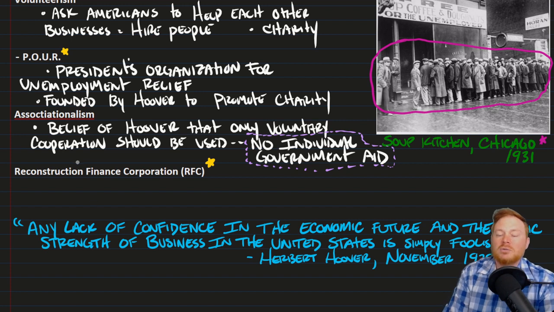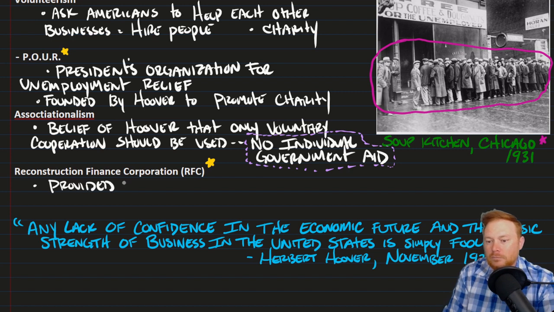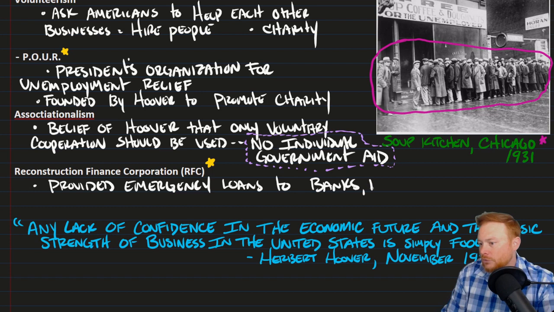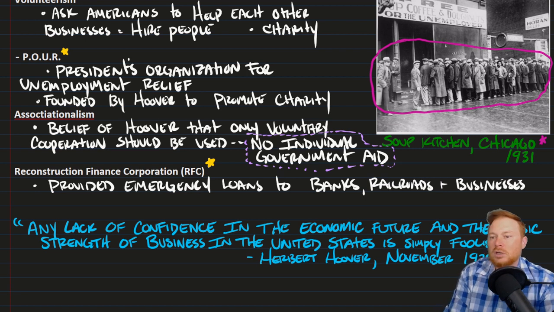So the RFC, once again, is a policy by Hoover. But as we'll see, the RFC provided, we'll say, emergency loans to banks, railroads, and businesses. All right, so notice that when it comes to the Reconstruction Finance Corporation, or the RFC, Hoover is willing to provide aid for banks, railroads, and businesses.